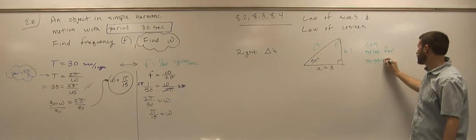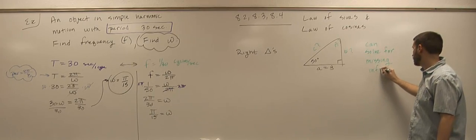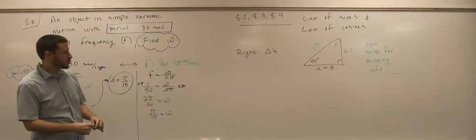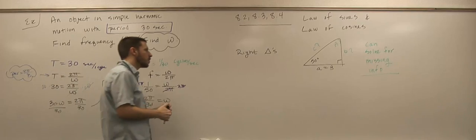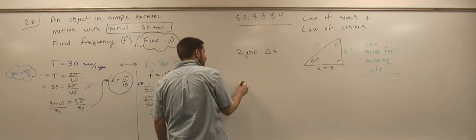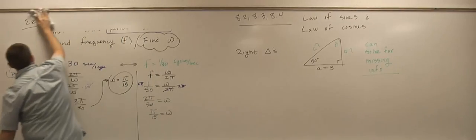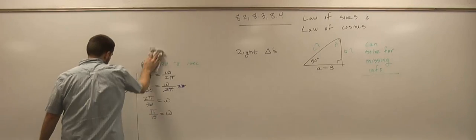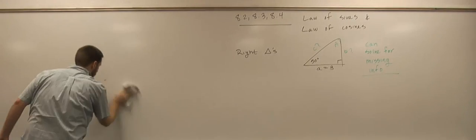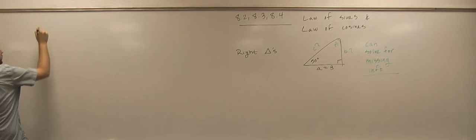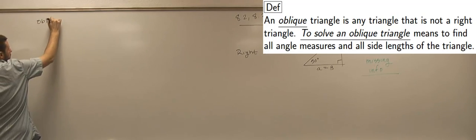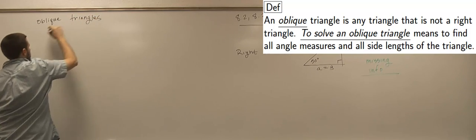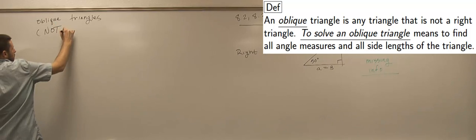Now, unfortunately, the world doesn't always give us right triangles. So what we would like to do is be able to do the exact same thing, but for oblique triangles. An oblique triangle is any triangle that's not a right triangle. Oblique triangles are not right triangles.